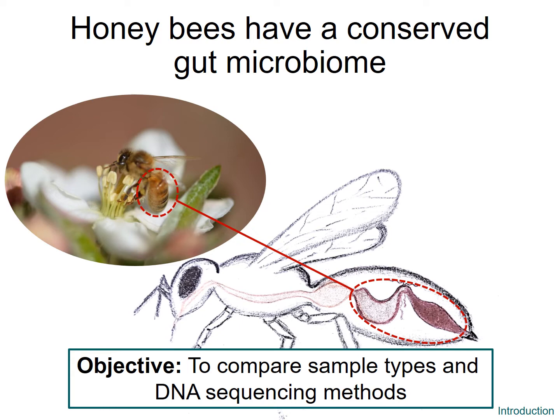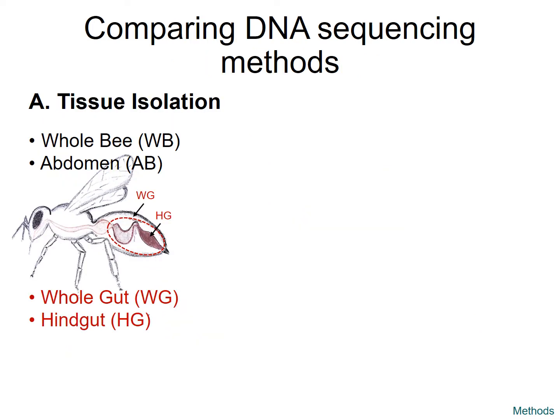The goal of our work is to compare how sampling and DNA sequencing methods affect the detection of the honeybee gut microbiome. To determine the best approach for studying the honeybee gut microbiome, 4 sample types were isolated and sequenced: the whole bee, the abdomen, the whole gut, which again is the circled region, and the hindgut, which is the end segment of the gut. For each sequencing experiment, 10 individual bees, as well as 1 pooled sample, which contained a fraction of each individual sample, were analyzed.